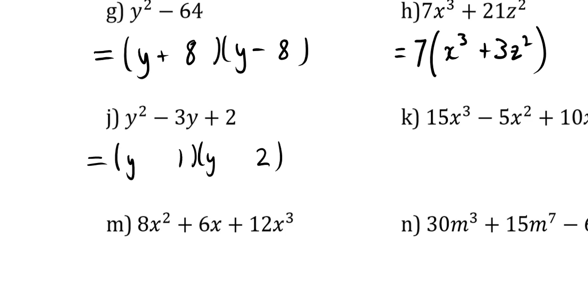And then when I look at the signs, they multiply to a positive. That means they must have the same sign. And if they're adding to a negative, that means their signs must both be negative. And if I re-expand that, I'll see that that works.